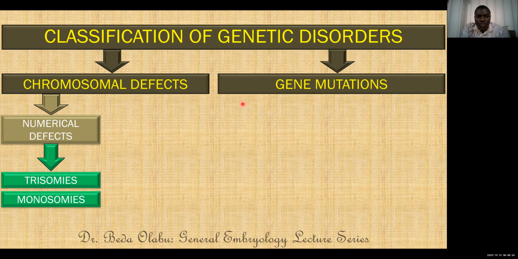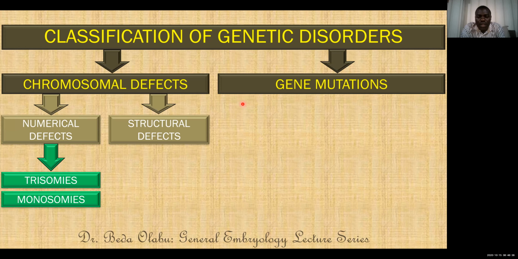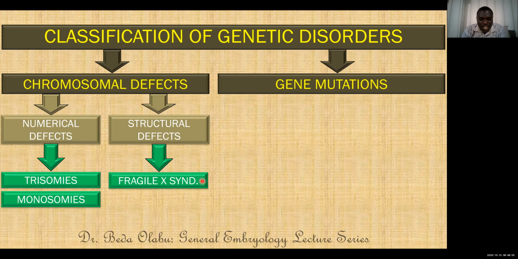Apart from numerical chromosomal disorders, you can also have structural abnormalities of the chromosome. The chromosomal number is normal, but the structure of the chromosome is abnormal. I will just highlight for you two abnormalities here. You can check them later. There's what we call fragile X syndrome. So it has structural abnormalities of the X chromosome.